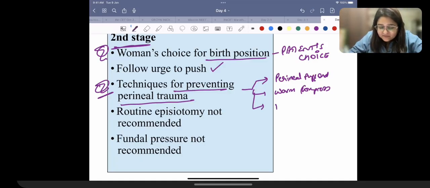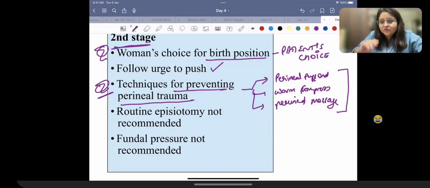And the third is perineal massage. That means with your fingers between the posterior fourchette and the skin, you massage the perineum. This will also soften the tissue. So perineal massage. These are the 3 ways to reduce the incidence of perineal trauma.